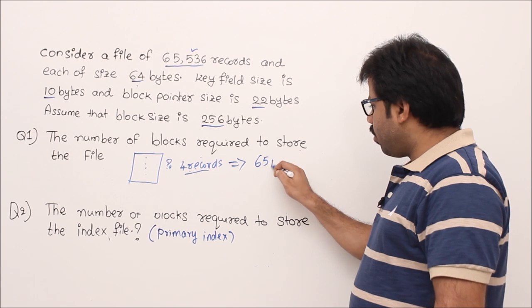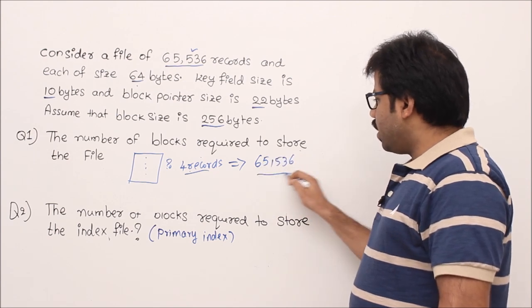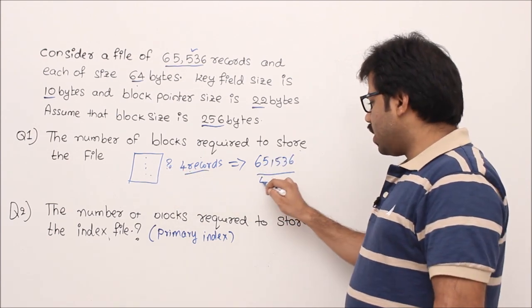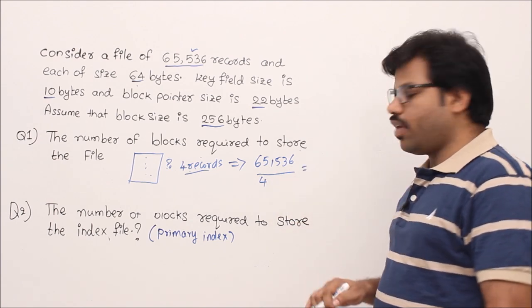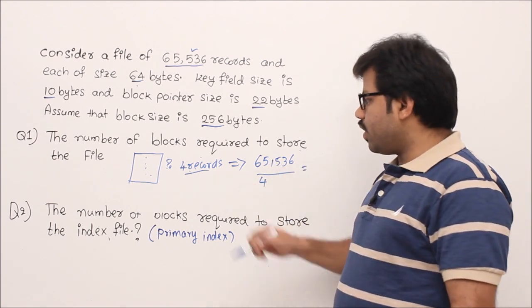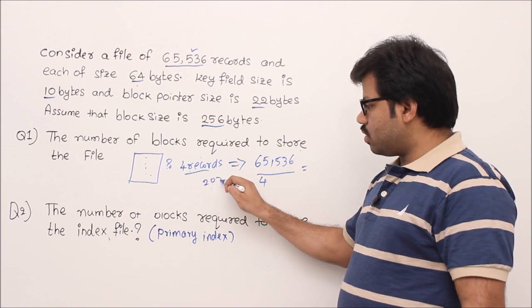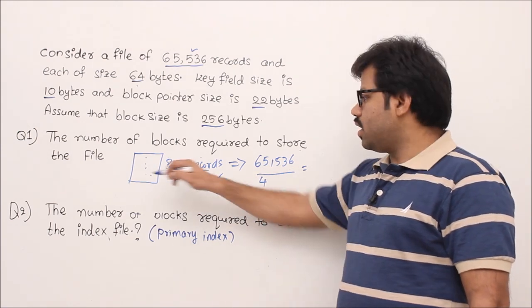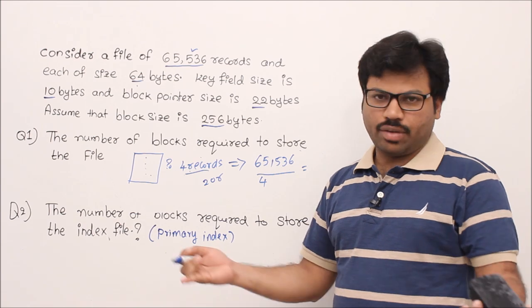So divide your number of records by the block capacity with respect to records, 4 records. If you divide it, I will tell you why it is correct. Example, there are 20 records. Then how many blocks are required? Since a block can occupy 4 records, 20 by 4.